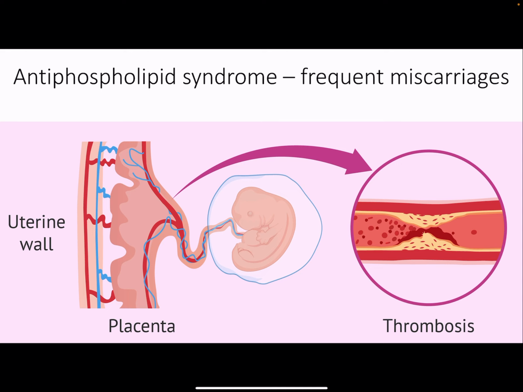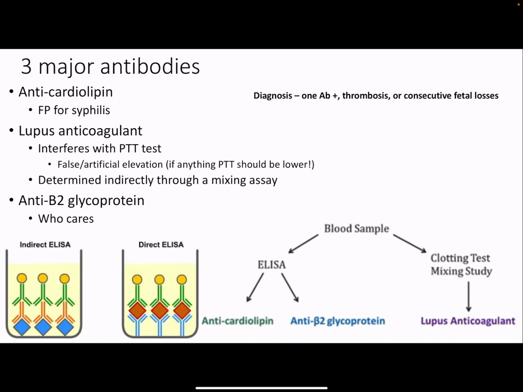And I would know that it's frequent miscarriages. If they talk about a woman who's had several miscarriages, think antiphospholipid syndrome. That's because it causes a thrombosis in the uterine wall, so that the baby is basically starved of nutrients. A lot of antibodies, 3 different ones. So anticardiolipin, this is important, it's a false positive for syphilis.